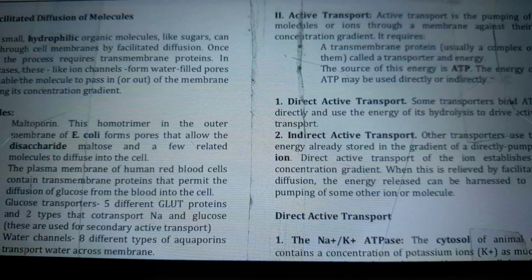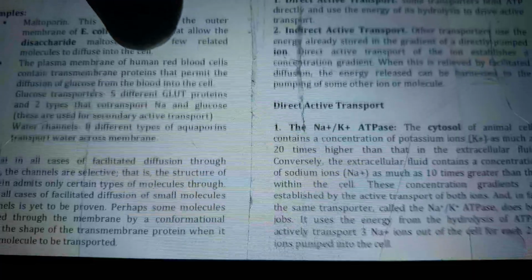So the next will be facilitated diffusion of molecules. Some small hydrophilic organic molecules like sugars can pass through cell membranes by facilitated diffusion. Once again, the process requires transmembrane proteins. In some cases, these, like ion channels, form water-filled pores that enable the molecules to pass in or out of the membrane following their concentration gradient.